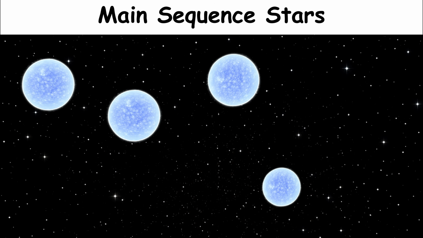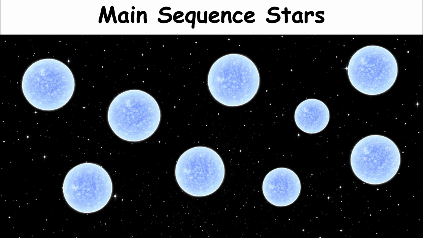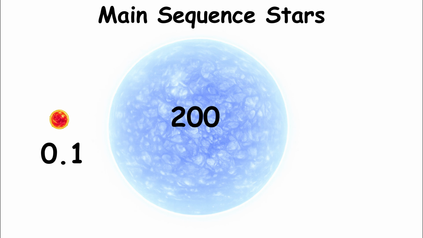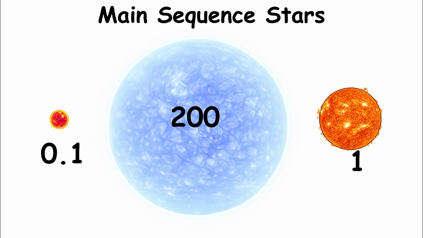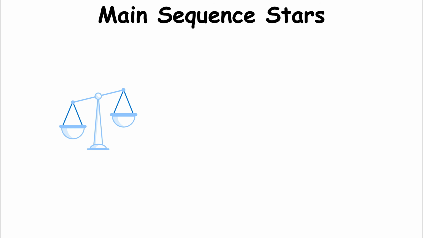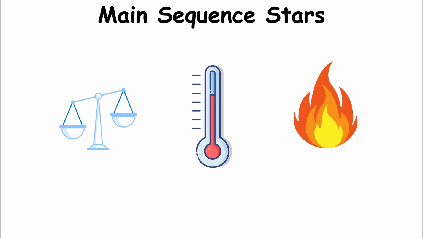Approximately 90% of all stars in the universe are currently in the main sequence phase, including our own Sun. Main sequence stars can range from just 0.1 to over 200 times the mass of the Sun. They are classified into 7 spectral types based on their mass, temperature, and energy output.